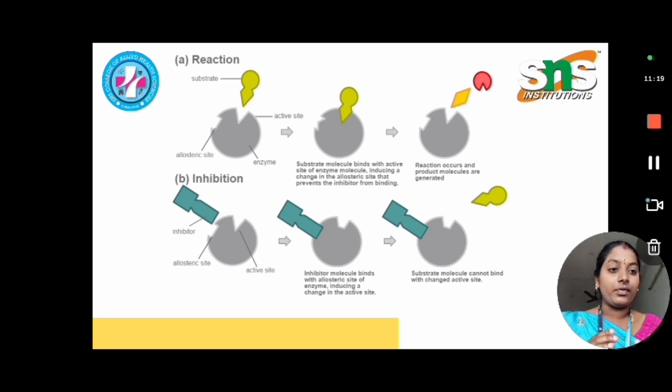So coming to the non-competitive inhibitor, you could see the inhibitor binds to another site of the enzyme other than the active site. So the inhibitor will bind to another part of the enzyme and change the shape of the enzyme and the active site, and the substrate will not bind there and no more product is released.